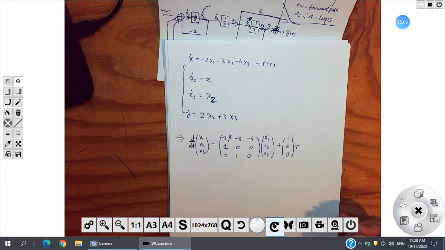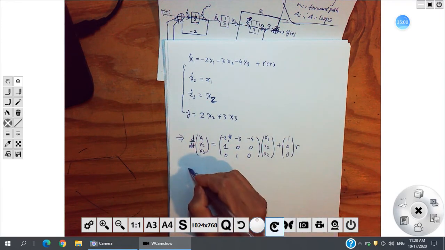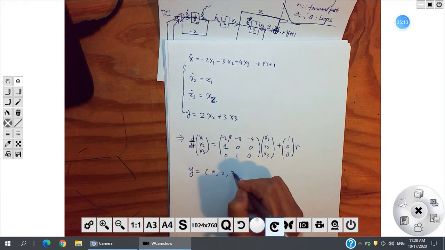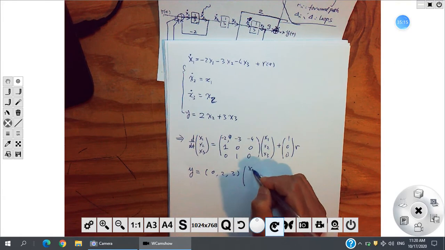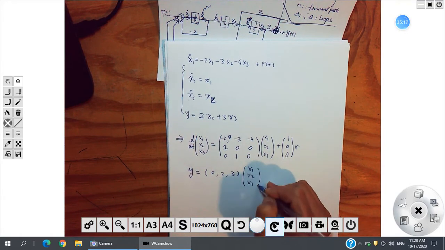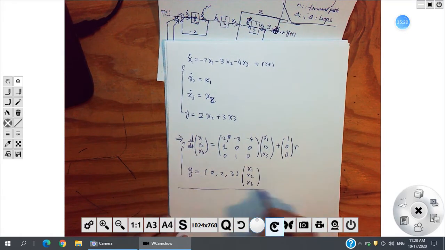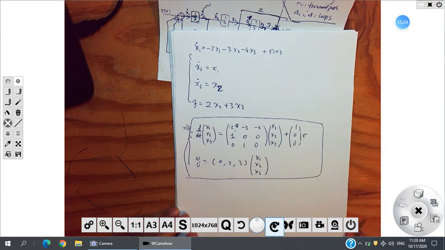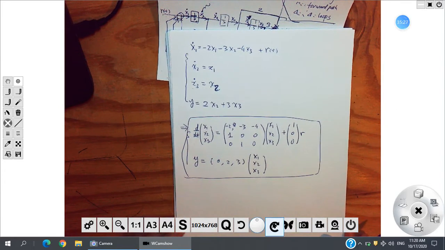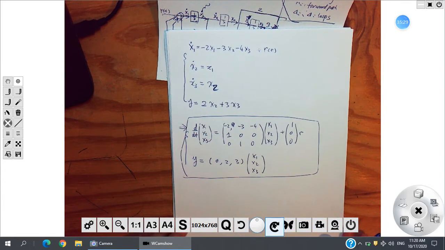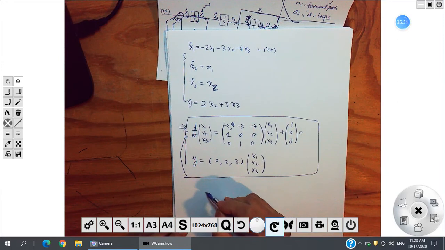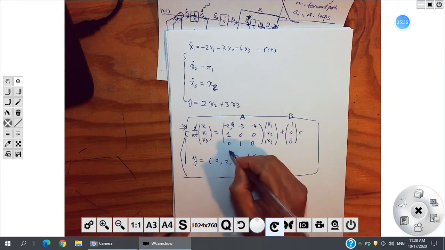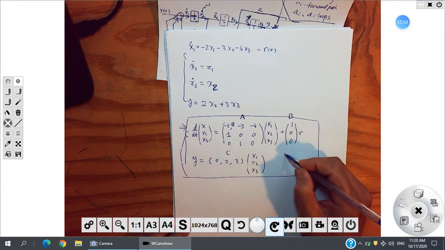And finally y, also written in matrix form. This is 0, 2, and 3 times x1, x2, x3. Okay. So finally we have the matrix form of the system. And this is a controllable canonical form. This one is A, this is B, this is C, and here's D.